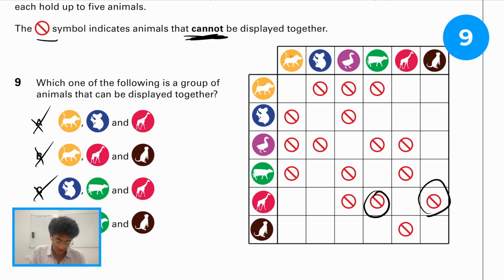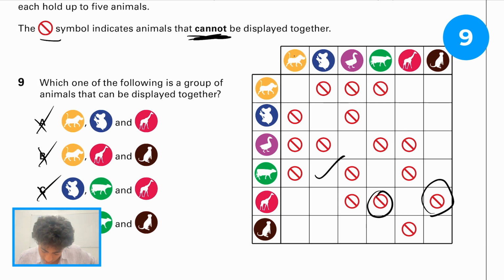That means by process of elimination, the last one has to be right. But for sake of completion, let's go through it. Can the koala and cow live together? They can. Can the koala and meerkat live together? They can. Can the cow and meerkat live together? Let's see. Cow, meerkat, they can. Hence, D has to be the right answer.